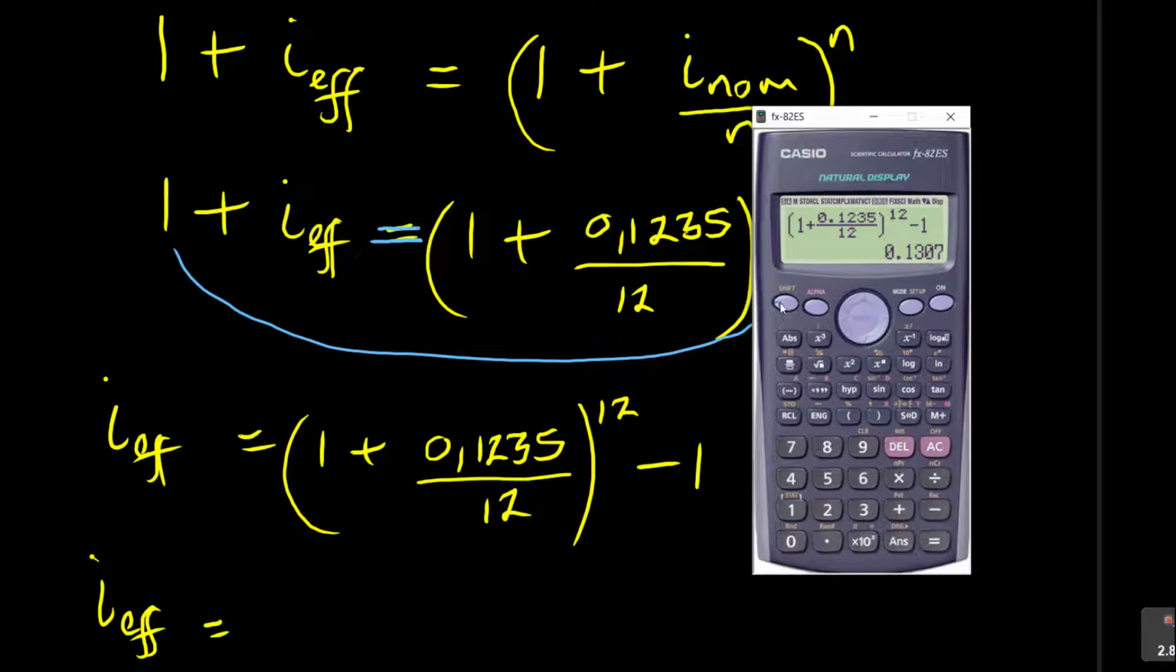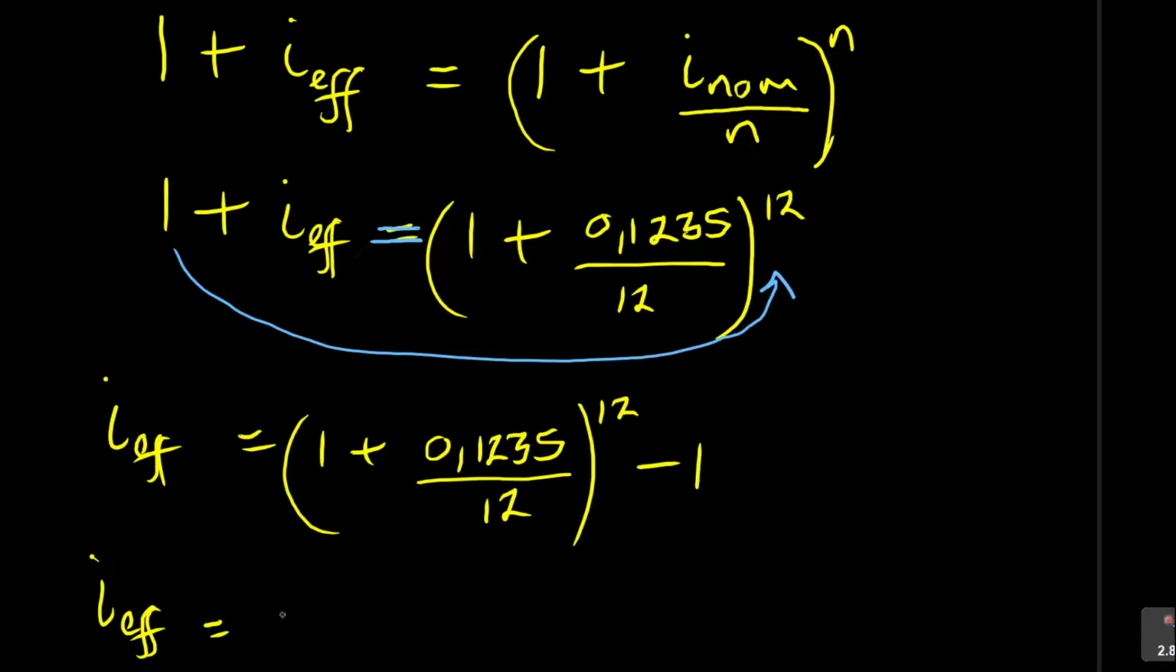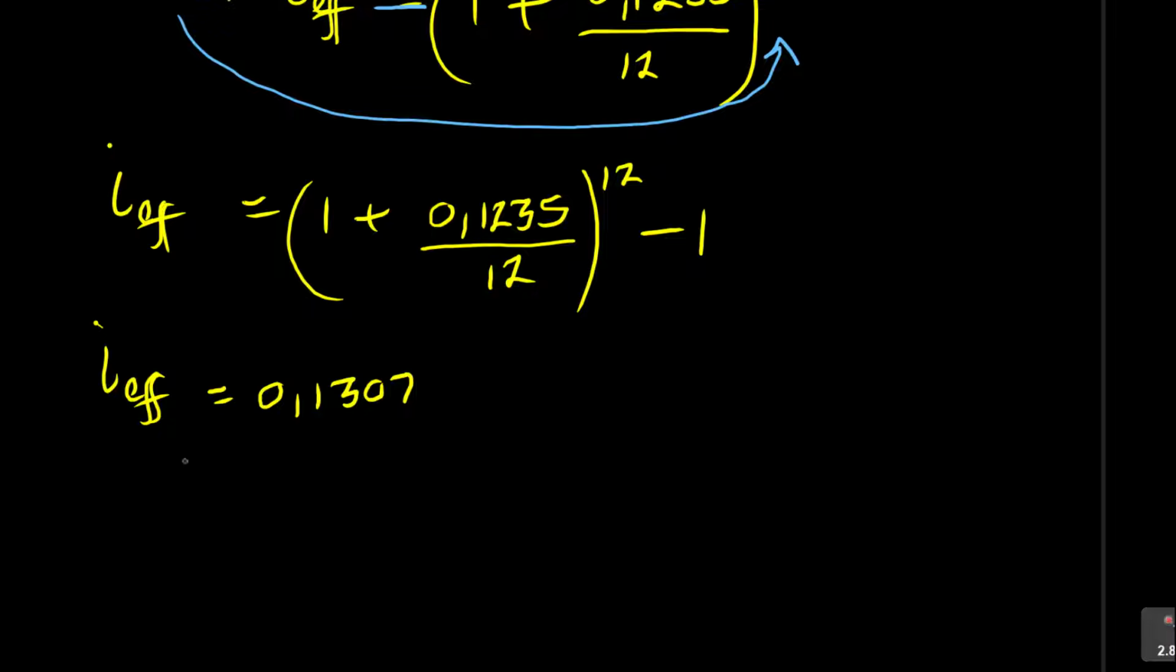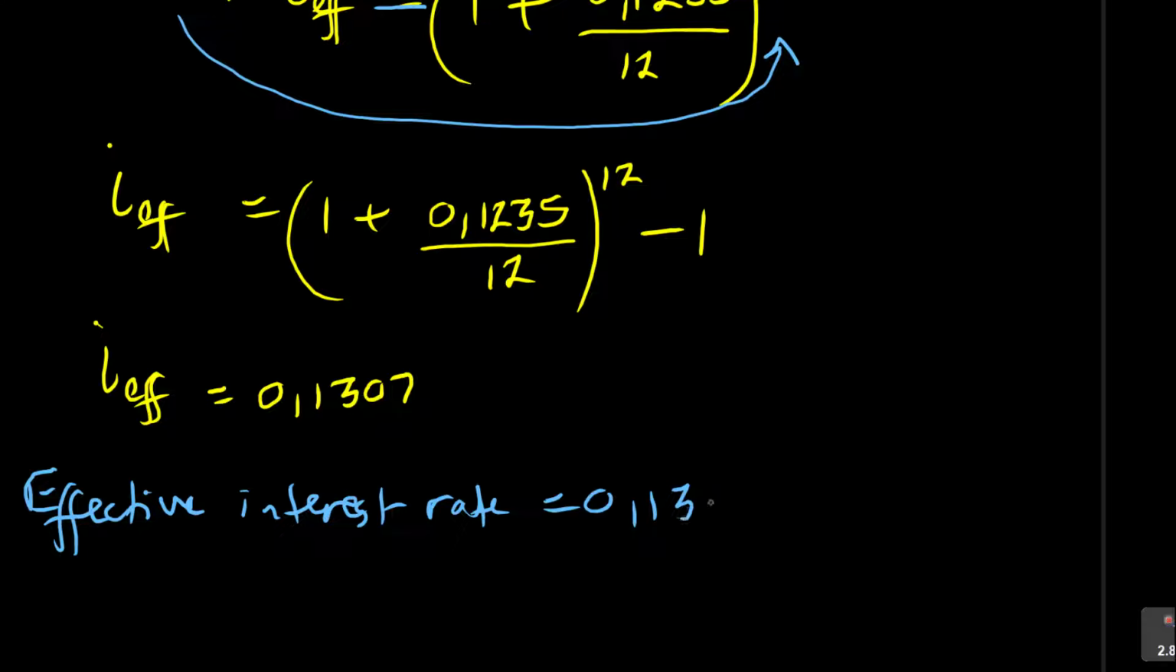How do you take it back? You say shift, set up, number 8 is norm, and then 1. It takes it back. So it's 0.1307. This is our effective interest rate as a decimal. Now to write the actual answer, you must leave it as a percentage. Effective interest rate is equal to 0.1307. You multiply by 100, which is 13.07%, because we want to leave our answer to 2 decimal places. Are you with me?